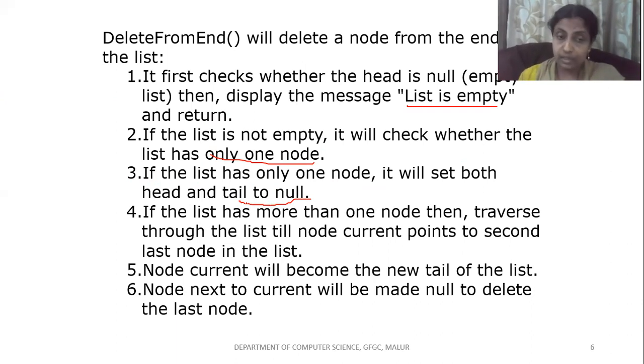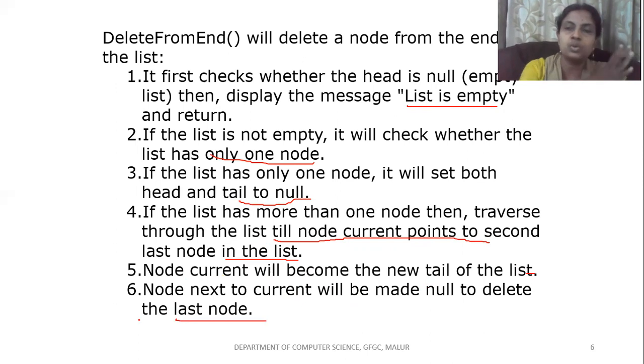Otherwise, if it has more than one node, traverse through the list with the current pointer to the second last node in the list, till that end where you reach the second last node. Then the node current will become the new tail of the list, and the node next to the current will be made null to delete the last node. So what you have to do is move to the previous node, the second last node, free up the next node and make the address of that particular current node null.